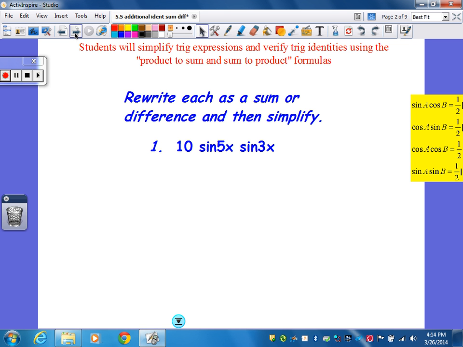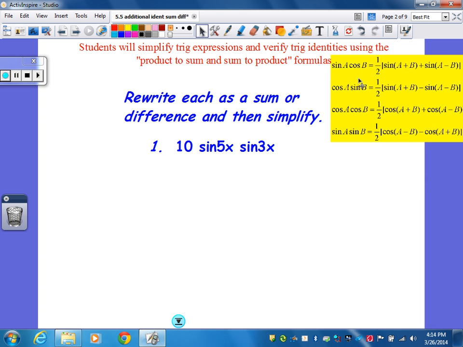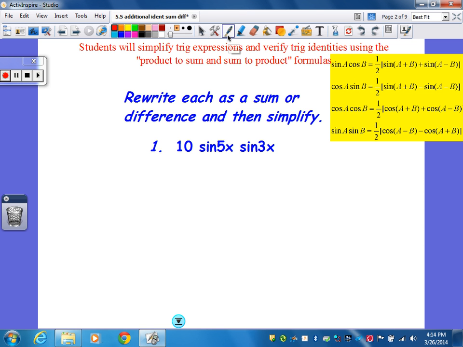Okay, first one. First thing I want to think about right away is, I have a sine and a sine. So get your formula sheets out, look at my formulas, and which one am I going to use? Looking at this, I have a sine and a sine, so I'm going to find my sine and sine formula right there. So I'm going to have half times cosine a minus b minus cosine a plus b.